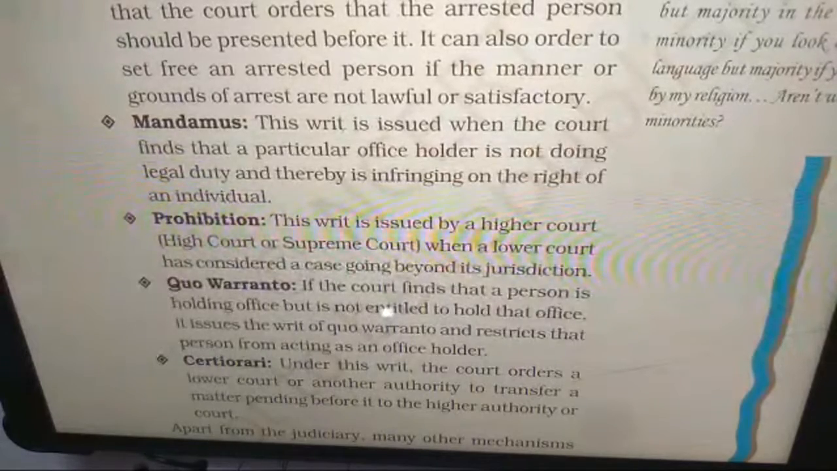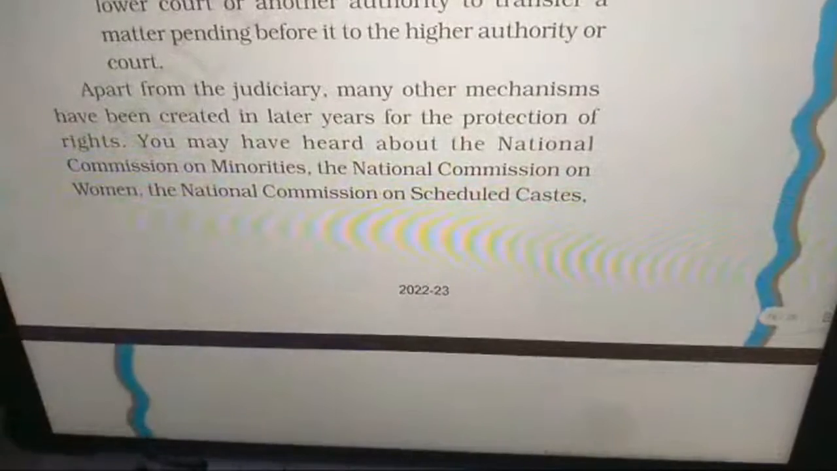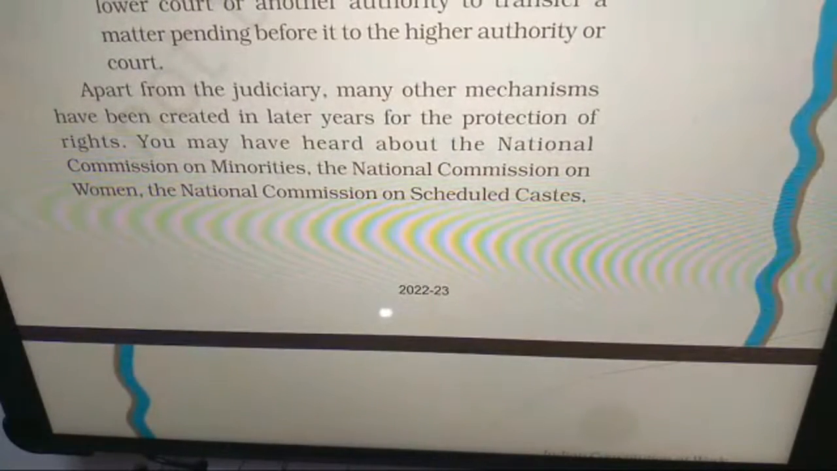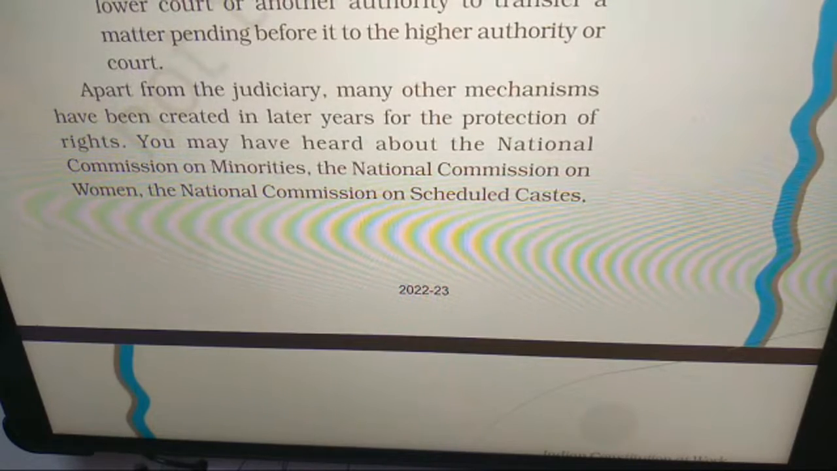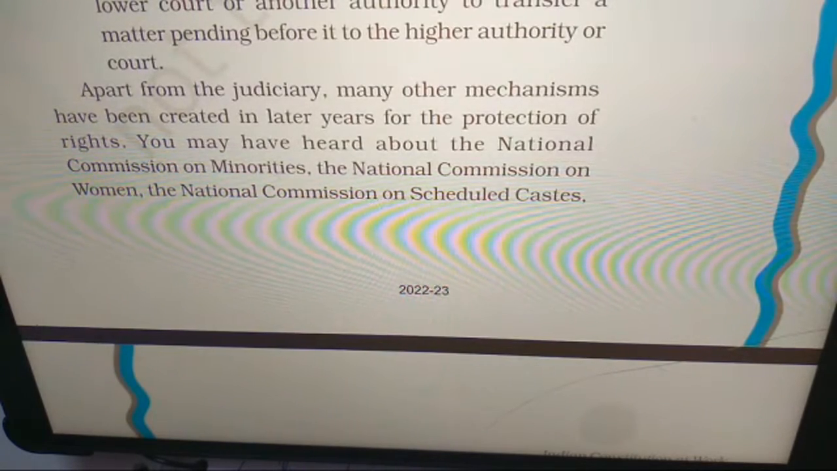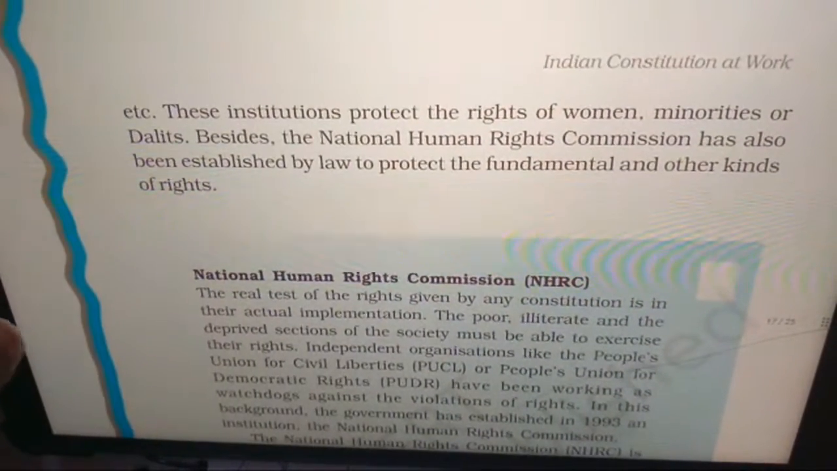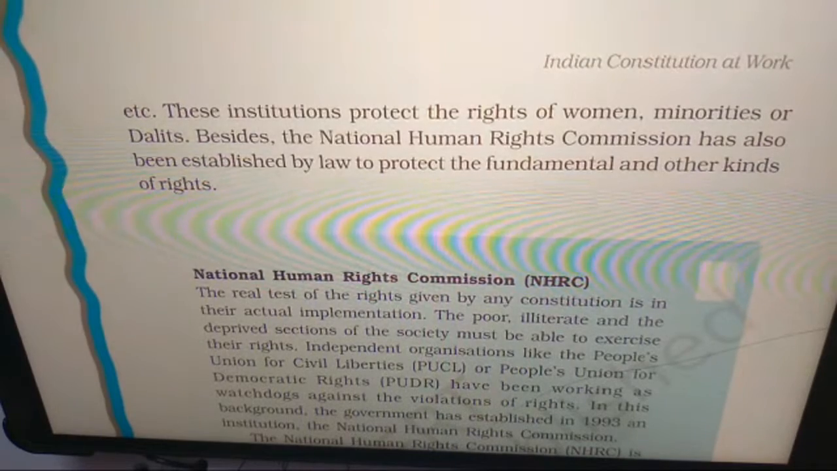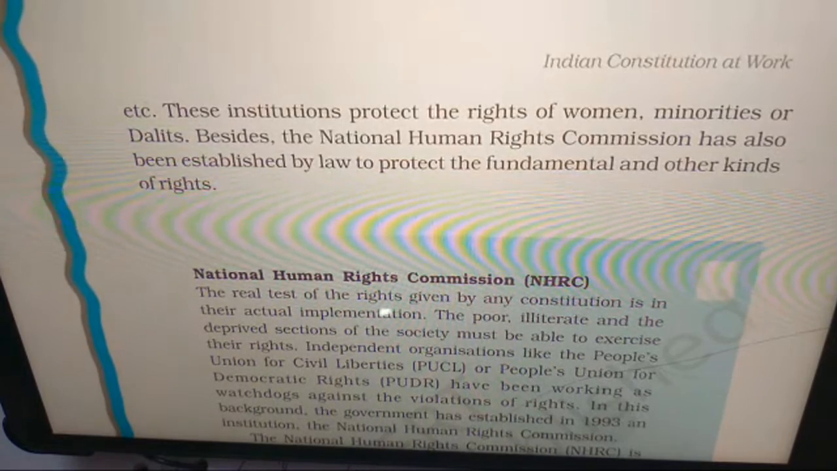Apart from the judiciary, many other mechanisms have been created in later years for the protection of rights. You may have heard about the National Commission on Minorities, the National Commission on Women, National Commission on Scheduled Castes, etc. These institutions protect the rights of women, minorities, or Dalits. Besides, the National Human Rights Commission has also been established by law to protect the fundamental and other kinds of rights.